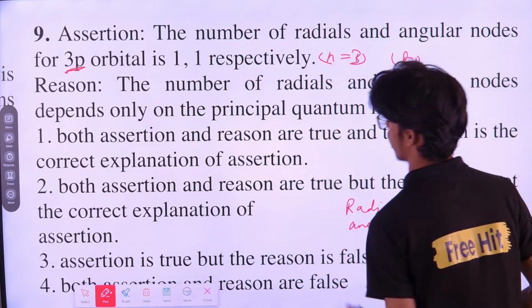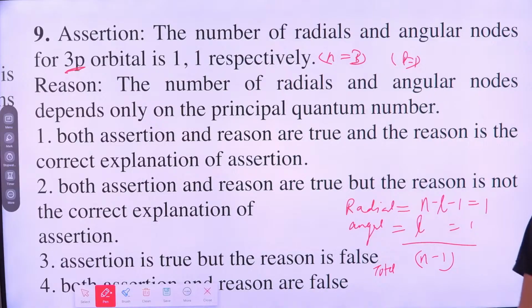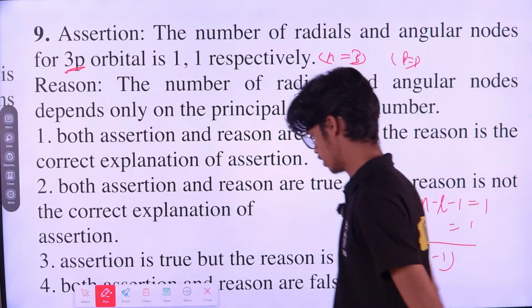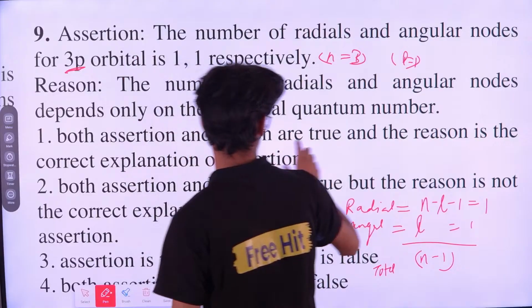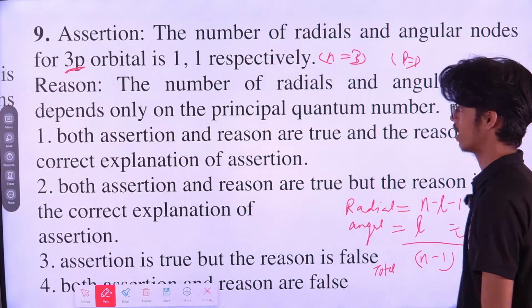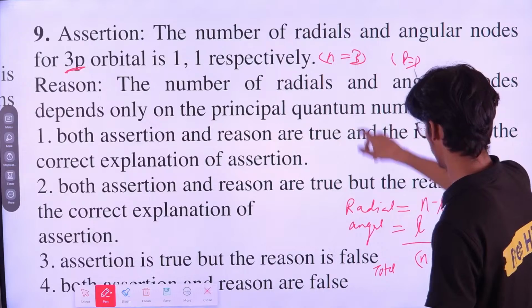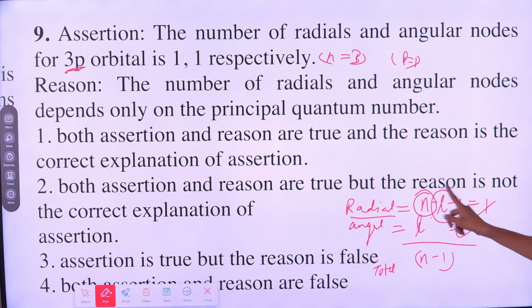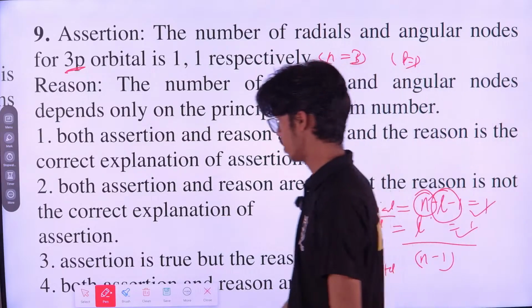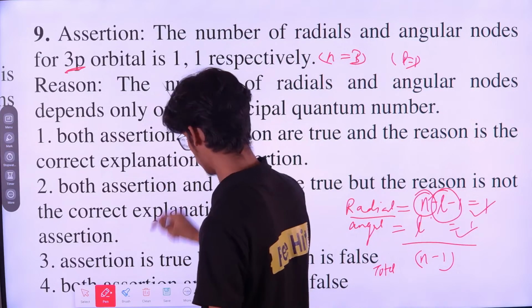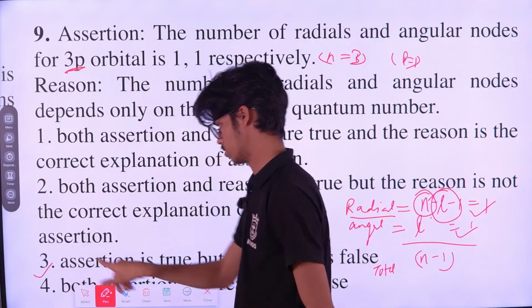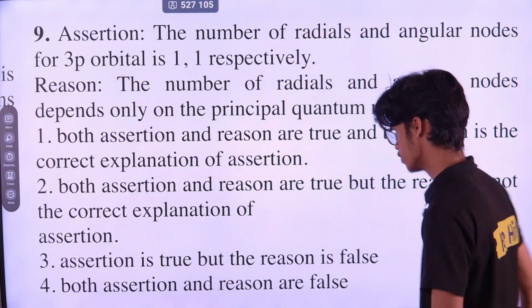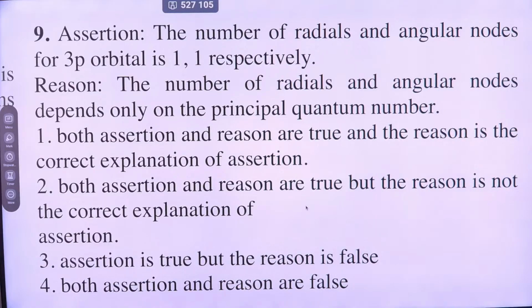Okay, the assertion is right. Now the reason is saying the number of radial and angular nodes depend only on the principal quantum number. So the assertion is true, but the reason is not correct. The number of radial nodes depends on the principal quantum number and also on L. So the assertion is correct, the reason is wrong. So the third option is the right answer. Okay, let's go on.